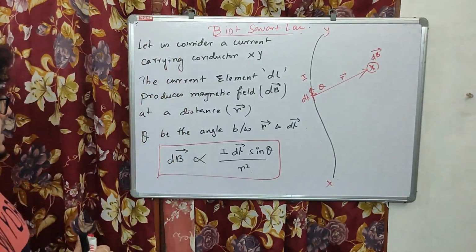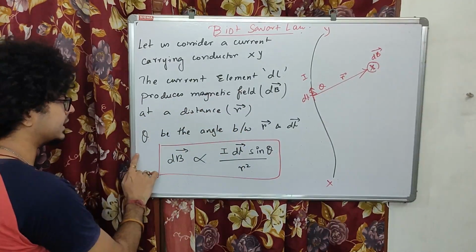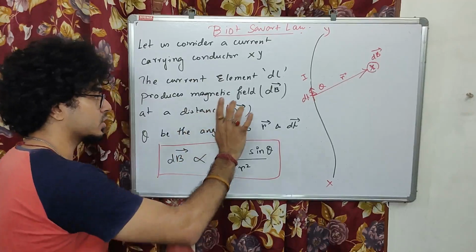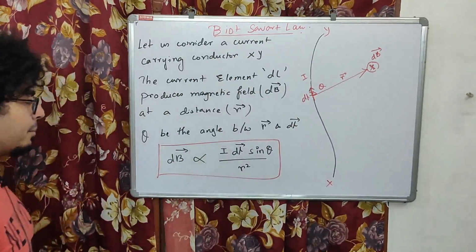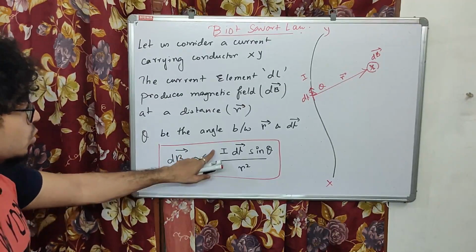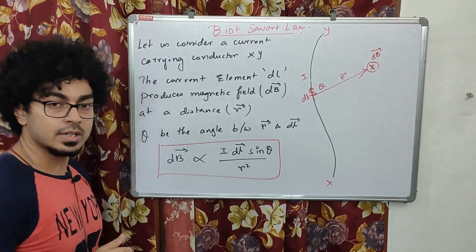So this gives us that the current element dl produces a magnetic field at a distance r, and theta is the angle between r and dl. So r and dl are in these directions, and theta is the angle. So the magnetic field is proportional to I dl sin theta by r square. This is what the Biot-Savart law gives us.